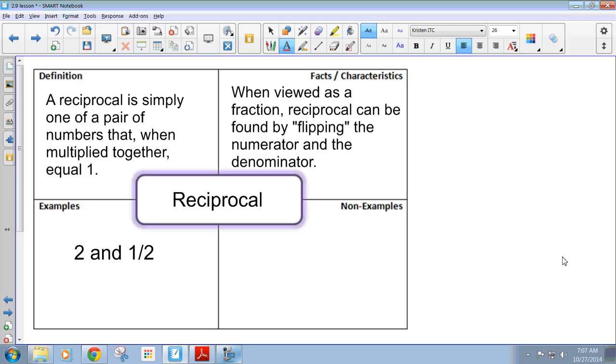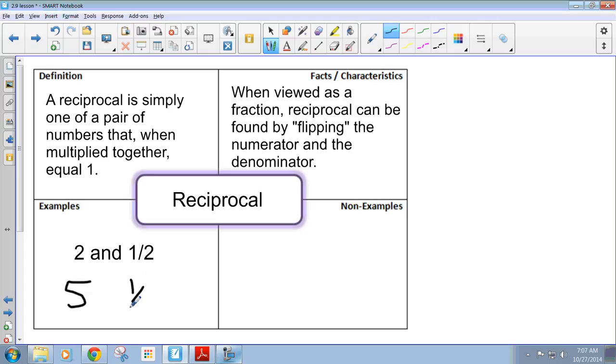Now that you have this information, we need to look at what this means. A reciprocal is simply one number out of a pair of numbers that when multiplied together equals 1. So if I have the number 2, the reciprocal of that is 1/2. 2 times 1/2 is 1. If I were looking at the number 5, the reciprocal for that number would be 1/5. 5 times 1/5 is equal to 1.